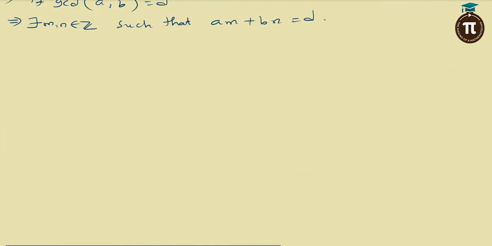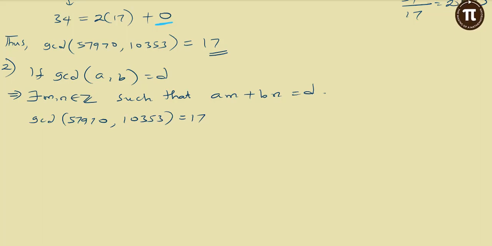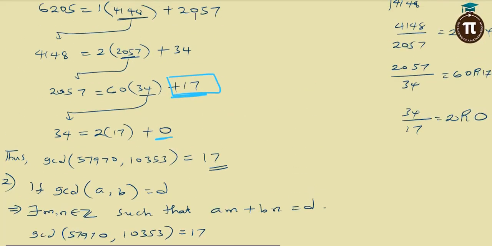So we already know that GCD of 57970 and 10353 is equal to 17. Now look at what I'm going to do. I will be needing what I used above to work. So I will start from down. This is the last before I obtain 0. This is what I have. Do you understand? So see where I'm going to start from. This is from the division algorithm.